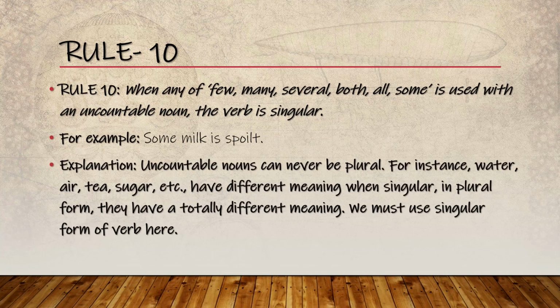Rule 10. When any of these, few, many, several, both, all, some, is used with an uncountable noun, the verb is singular. For example, some milk is spoilt. Explanation: uncountable nouns can never be plural. For instance, water, air, tea, sugar, etc., have different meaning when singular. In plural form, they have a totally different meaning. We must use singular form of verb here.